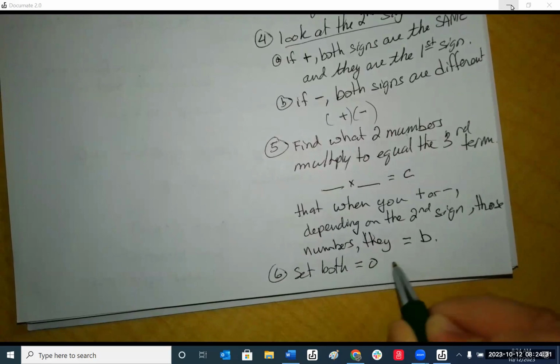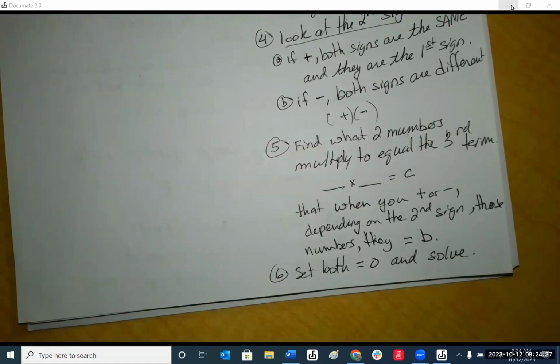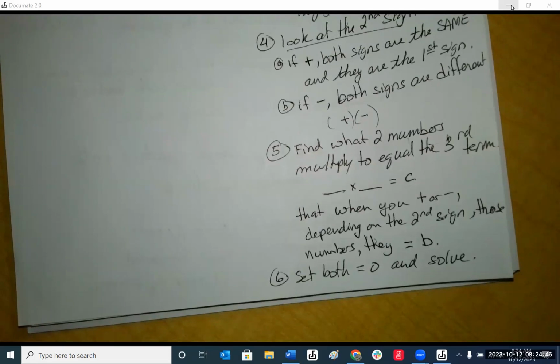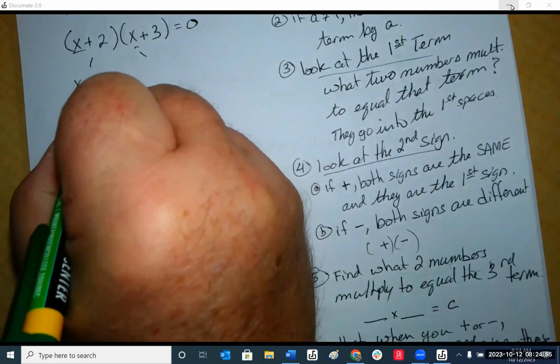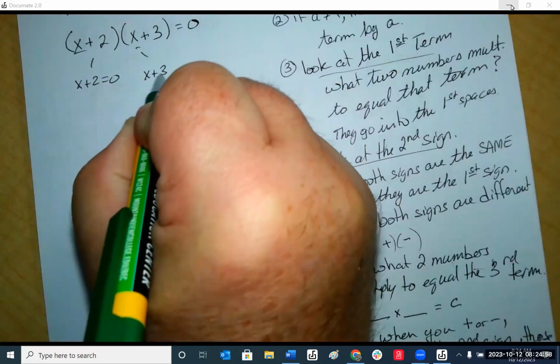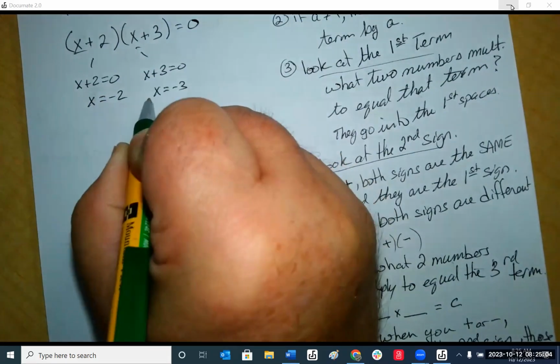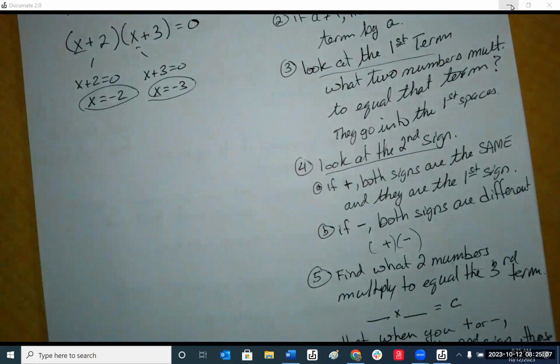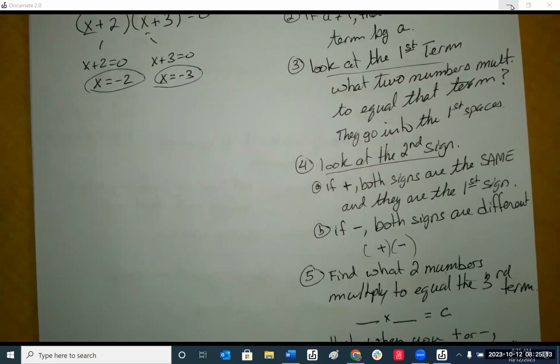Set both equal to 0 and solve for x. So I set both of these equal to 0. And I solve. So these are my solutions or my x-intercepts. That's where the graph is going to cross the x-axis at those 2 points.